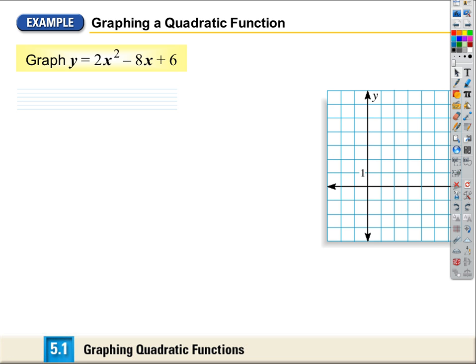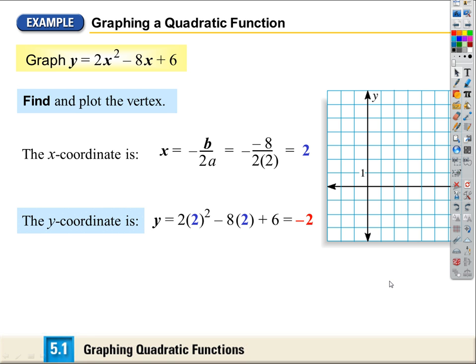So we get negative b. Well, if b is negative 8, then we're going to get positive 8, aren't we? Negative times negative is positive. Over 2 times a, well, a is 2. So we end up with 8 over 4, which is 2. There's the x-coordinate. I can find the y-coordinate by just evaluating the function at x equals 2, right? And if I do all that, I get negative 2. That's no big deal. So those are the coordinates of the vertex then. Positive 2, negative 2. Okay?